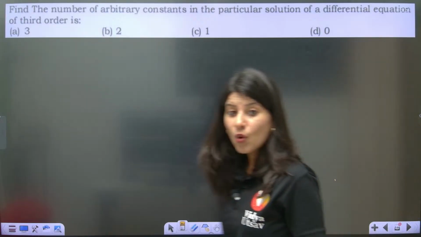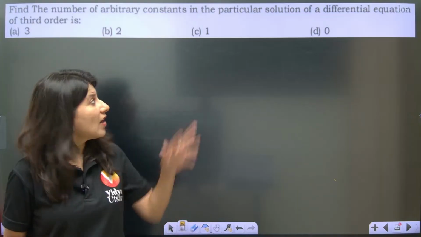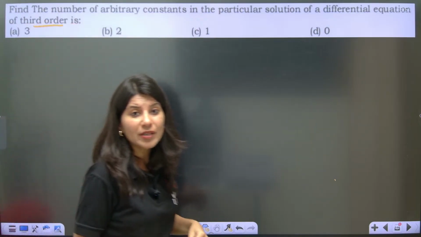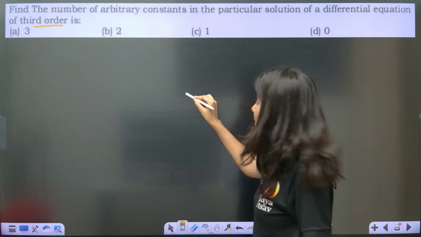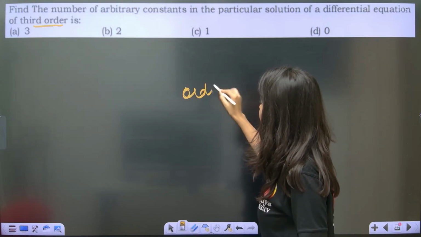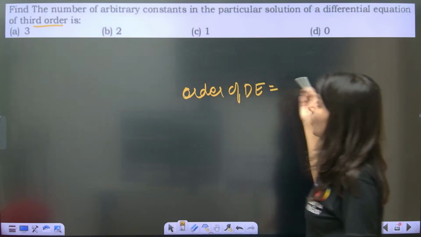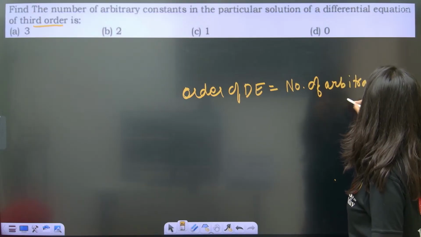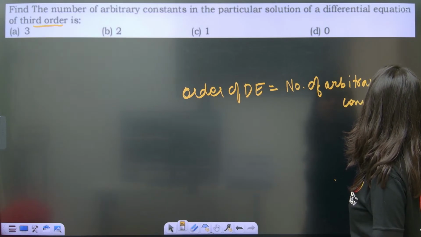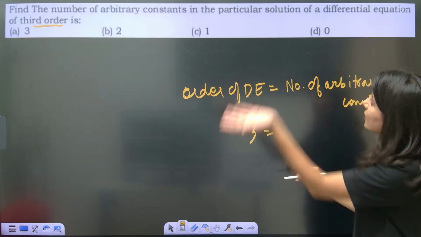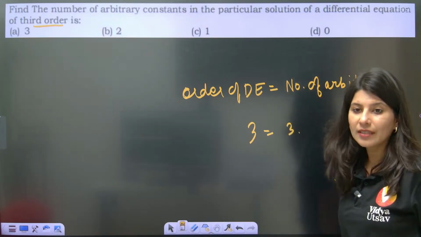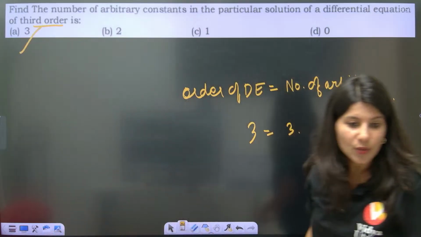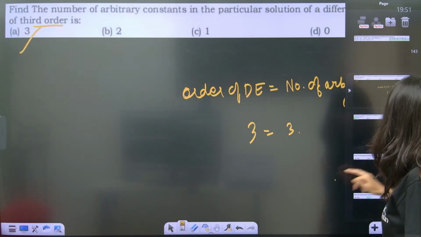Find the number of arbitrary constants of a differential equation of third order. This is a good question. For any differential equation, the order of the differential equation is equal to the number of arbitrary constants. So the order is 3, that is why the number of constants will also be 3. So 3 is the correct answer. Option A is absolutely correct. Clear? Perfect. Next question.